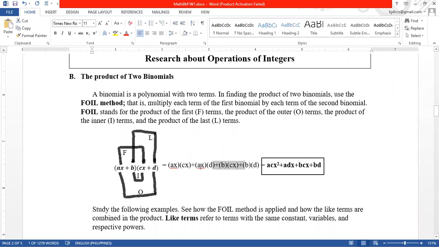Same process sa first one here. The other one I mean. So bcx. And lastly, b times d. So copy lang gihapon na to, b times d. So the final equation is acx squared plus adx plus bcx plus bd.